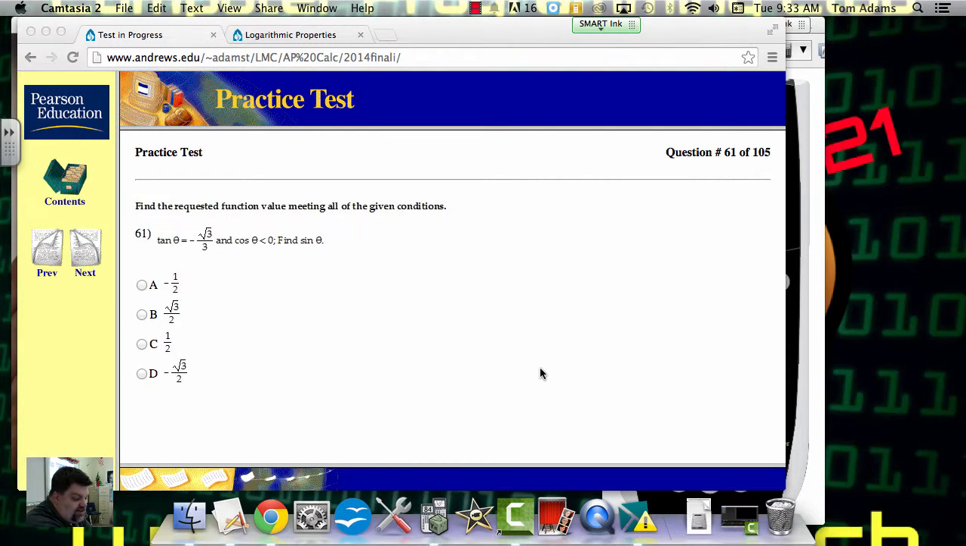I'm going to ask you guys to help me with this. We've got tangent is negative root 3 over 3, and cosine of theta is negative, and they want us to find sine of theta.